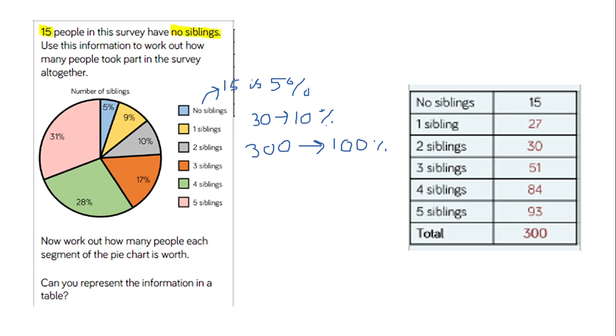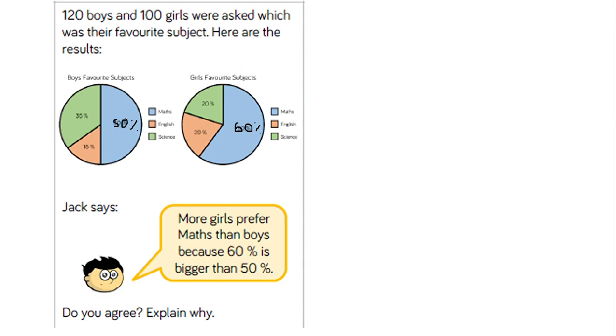So 1 sibling 27, 2 30, 3 was 51, 4 was 84, 5 was 93. Checking that they all add up to 300. Okay, and last question. Have a little read of this one for me. Pause the video now, please. Okay, so this time we've got two different pie charts again. So we have to look carefully at which one's talking about which bit of data. So 120 boys, okay, so that's that first pie chart, and 100 girls.